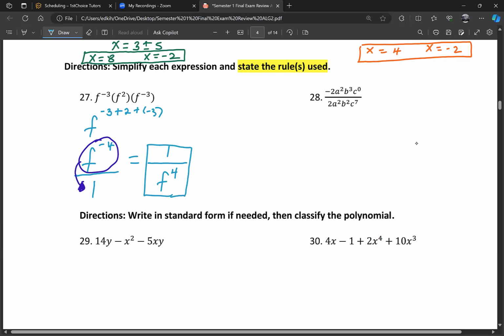But now we can state the rules. So the first rule we used is the product rule, because we applied it here. And then the second rule we've used is the negative exponents rule. So those two. Okay, question 28.